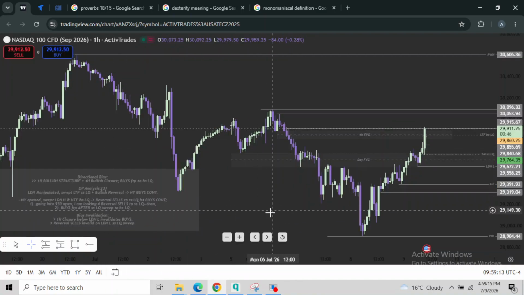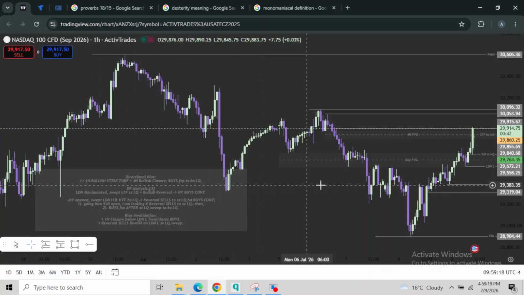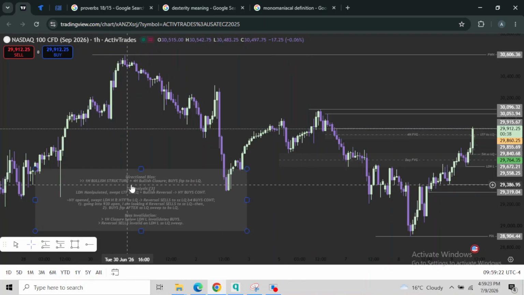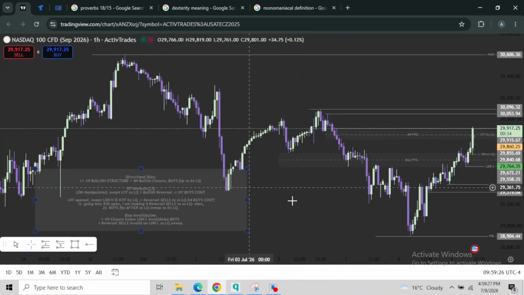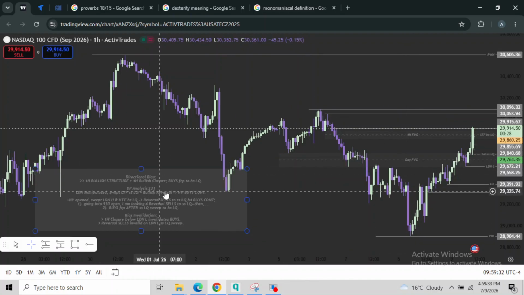That meant that today I traded against my bias and against my daily profile, because my bias is 1 hour bullish structure plus 4 hour bullish closure, buys following trading protocol to the buy side liquidity. I broke my directional bias.